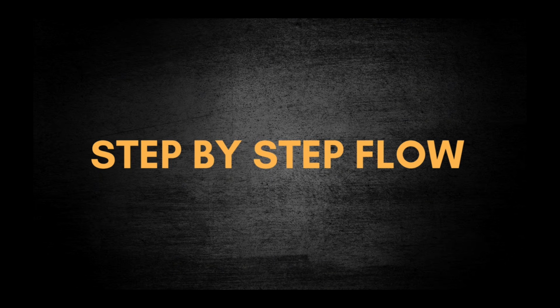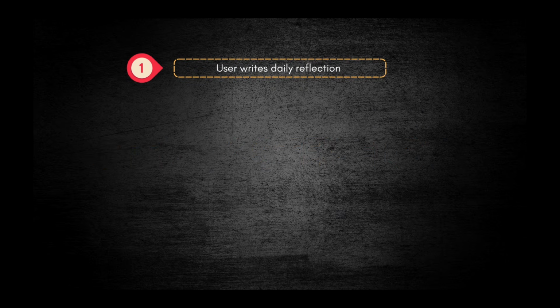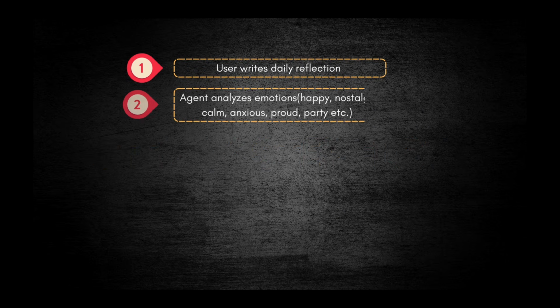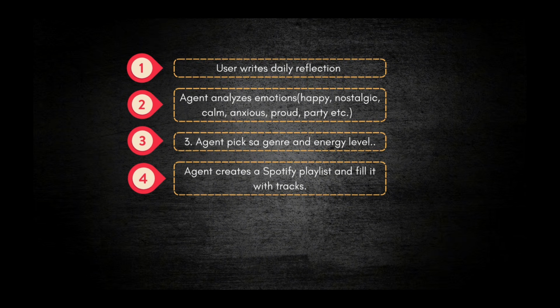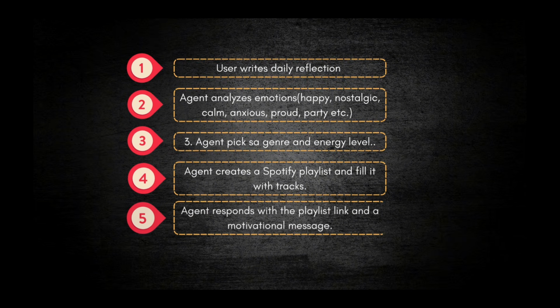Before going ahead, let me give you a step-by-step flow of what we are trying to achieve here. User writes daily reflection, then agent analyzes the emotions, be it happy, nostalgic, calm, anxious, proud, party, etc. Agent then picks a genre and energy level. Agent creates a Spotify playlist, then responds with a playlist link and a motivational message. That's it. That is the flow.